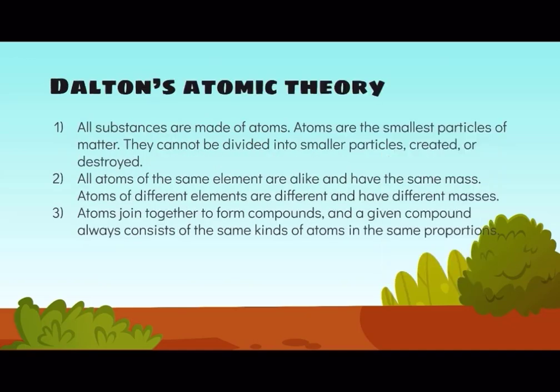In Dalton's atomic theory, he proposed that all substances were made of atoms, and atoms are the smallest particles of matter. They cannot be divided into smaller particles, created or destroyed. He also proposed that all atoms of the same element are alike and have the same mass. He theorized that atoms join together to form compounds, and a given compound always consists of the same kinds of atoms in the same proportions.